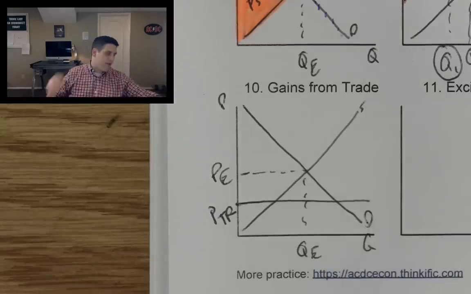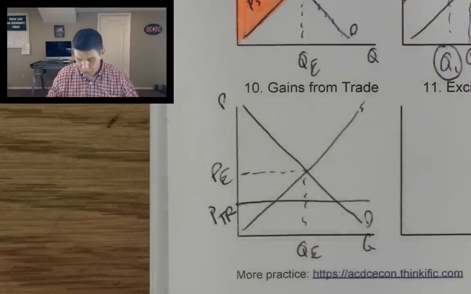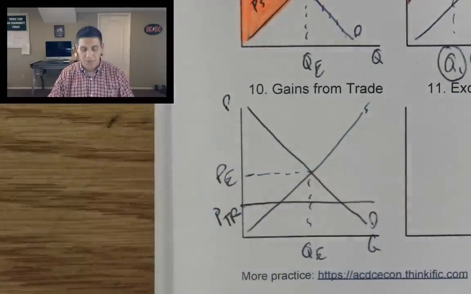And if you don't have your graph out because you have a phone and you're not doing it, at least mentally think of where it might be. All right. First, consumer surplus. Let's do producer surplus first.